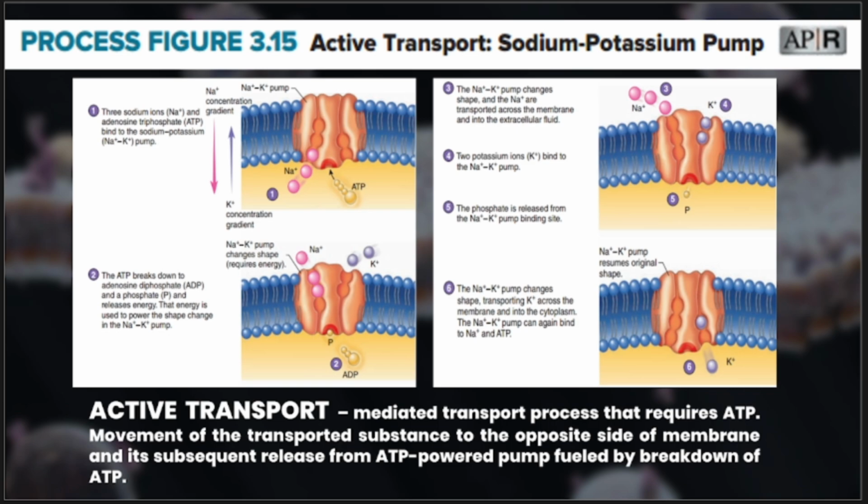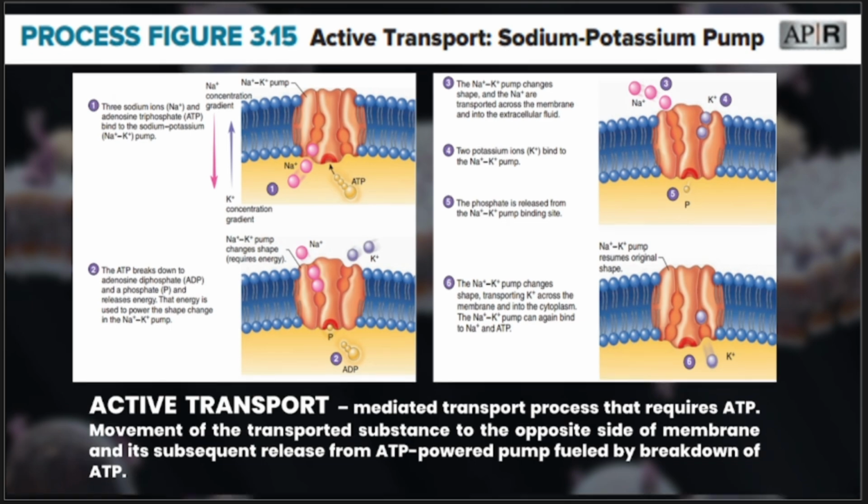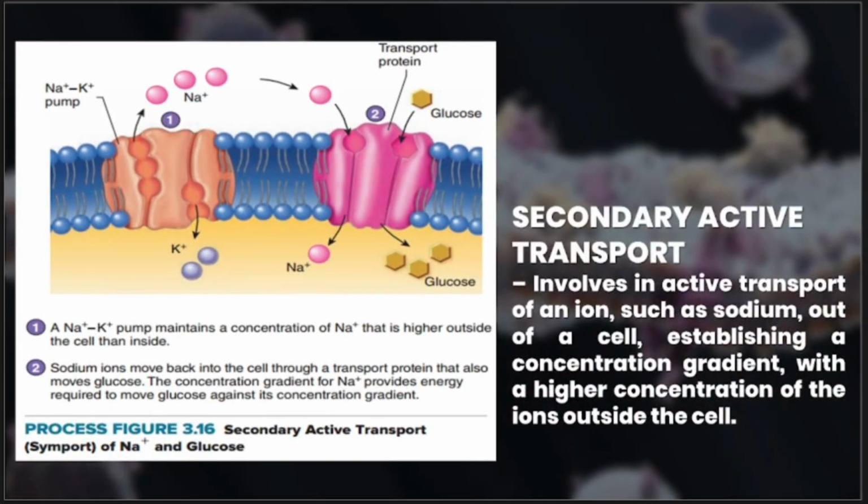And again, we have vesicular transport as well, which is the movement of substances into or out of the cell via vesicles. We also have secondary active transport. It involves active transport of an ion such as sodium out of a cell, which will establish a concentration gradient with a higher concentration of ions outside the cell.